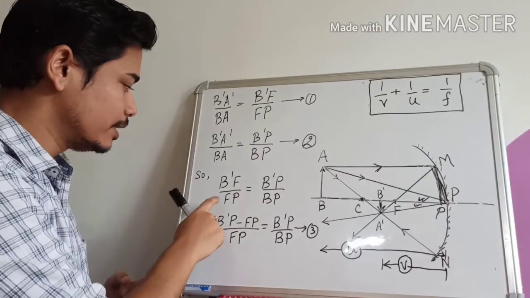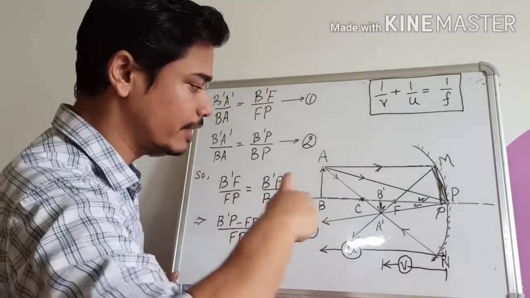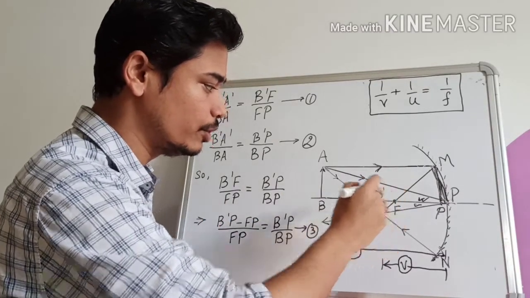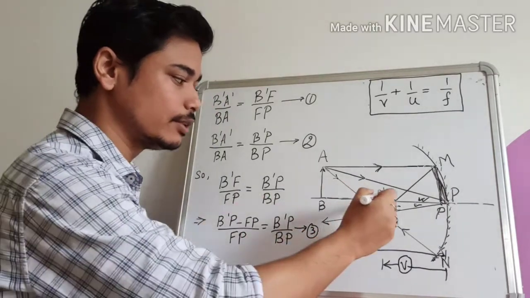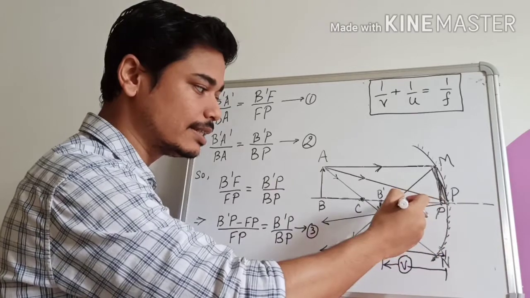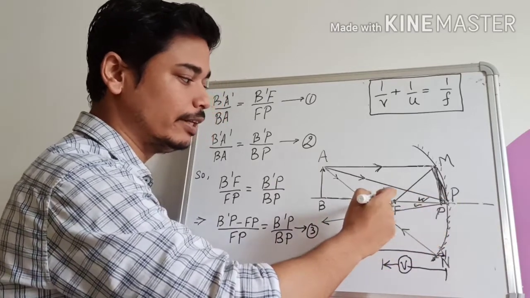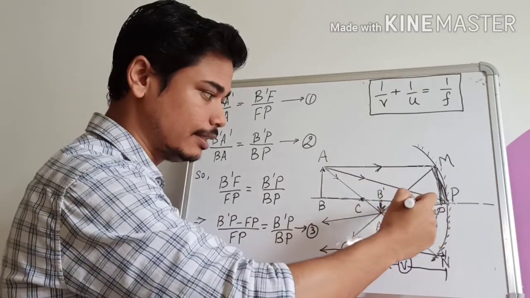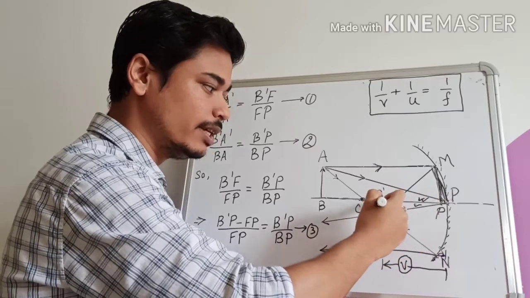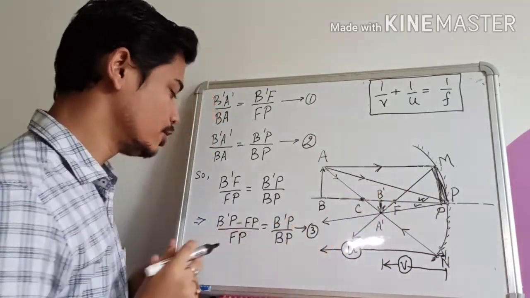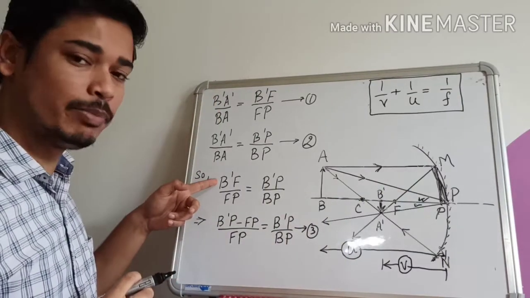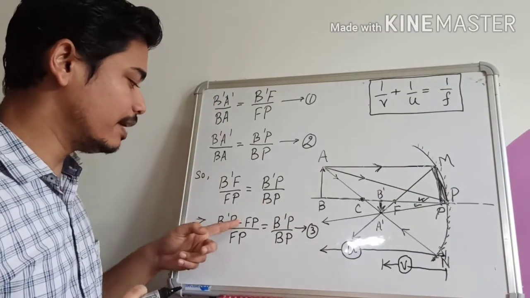Now here, what is b dash f? B dash f is this distance from here to here, and this distance is nothing but b dash p minus fp. If we neglect the distance fp from the distance b dash p, then we will obtain the distance b dash f. So I have written here, in place of b dash f, b dash p minus fp.